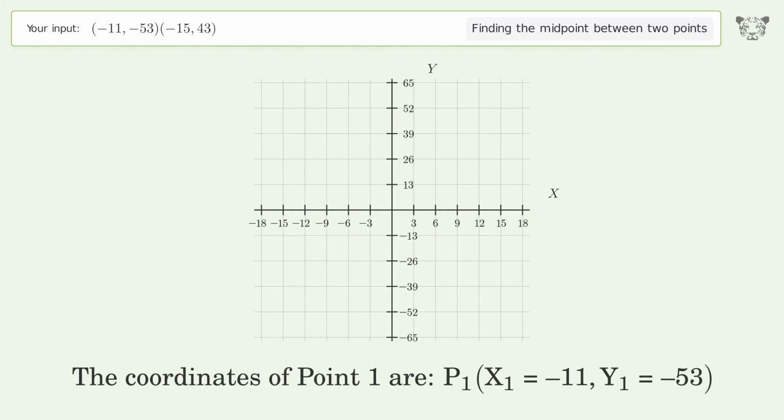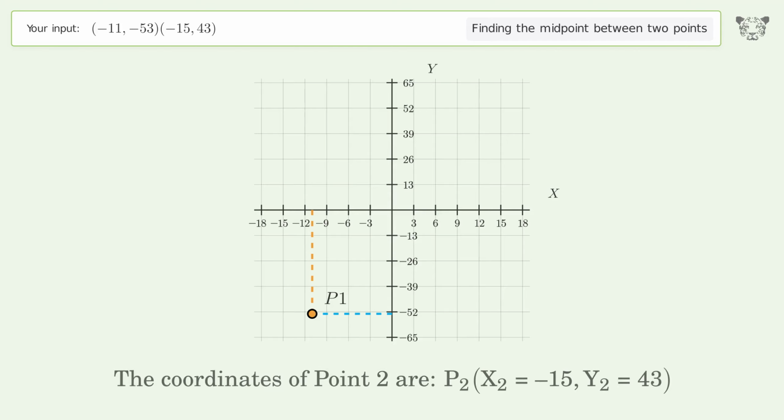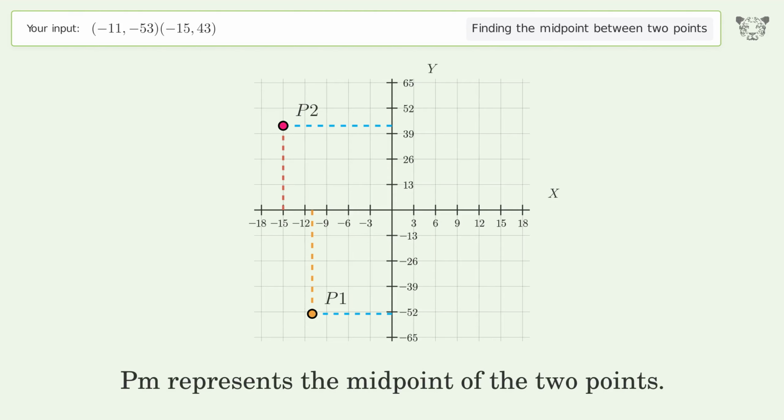The coordinates of point 1 are, x1 equals -11, y1 equals -53. The coordinates of point 2 are, x2 equals -15, y2 equals 43. PM represents the midpoint of the 2 points.